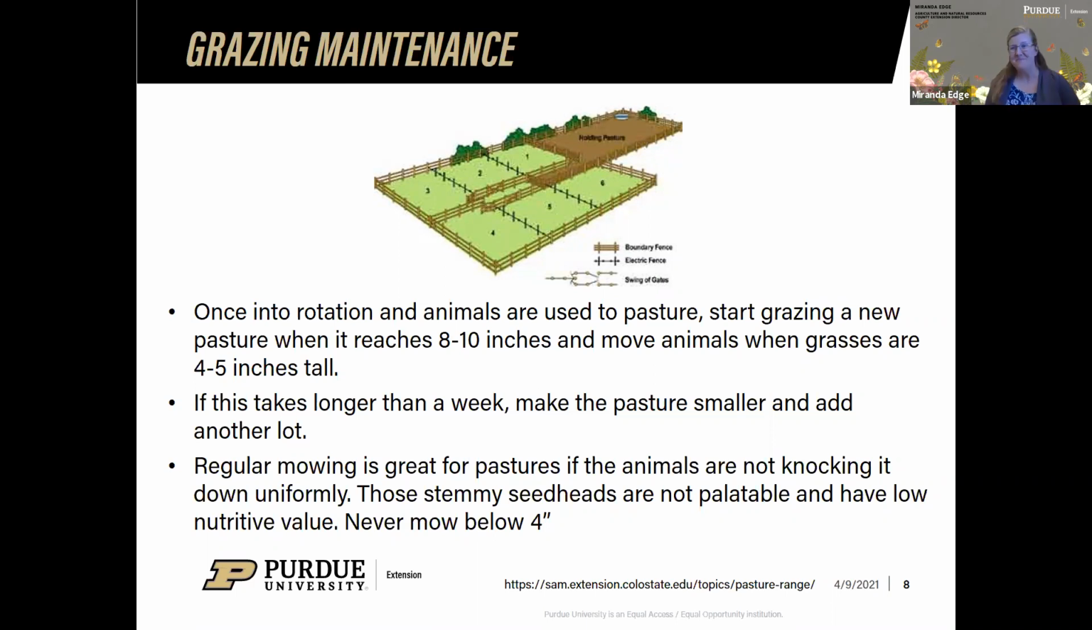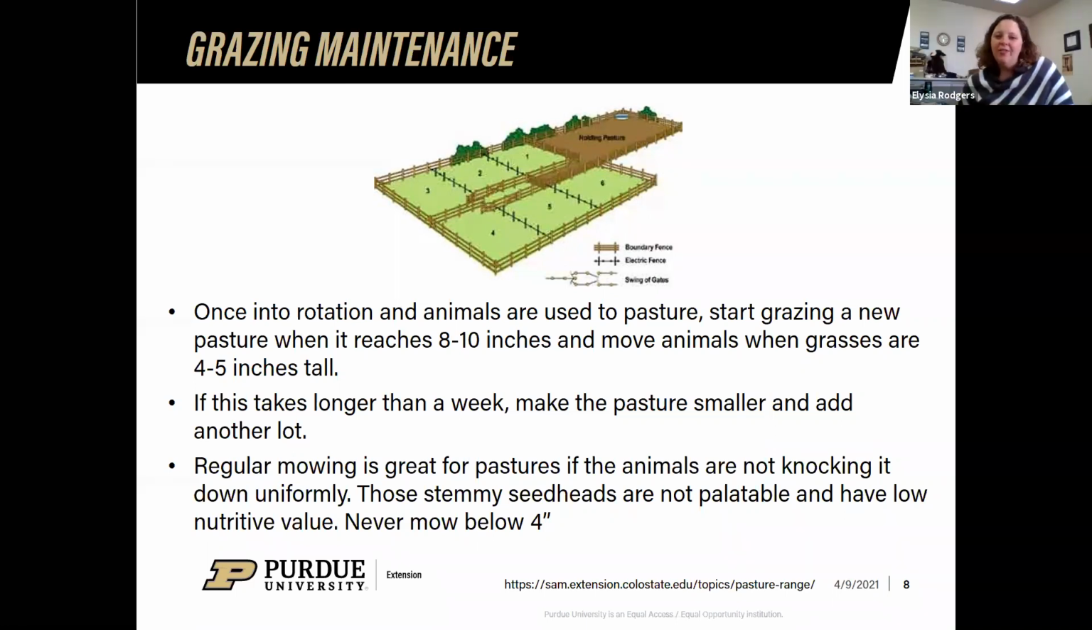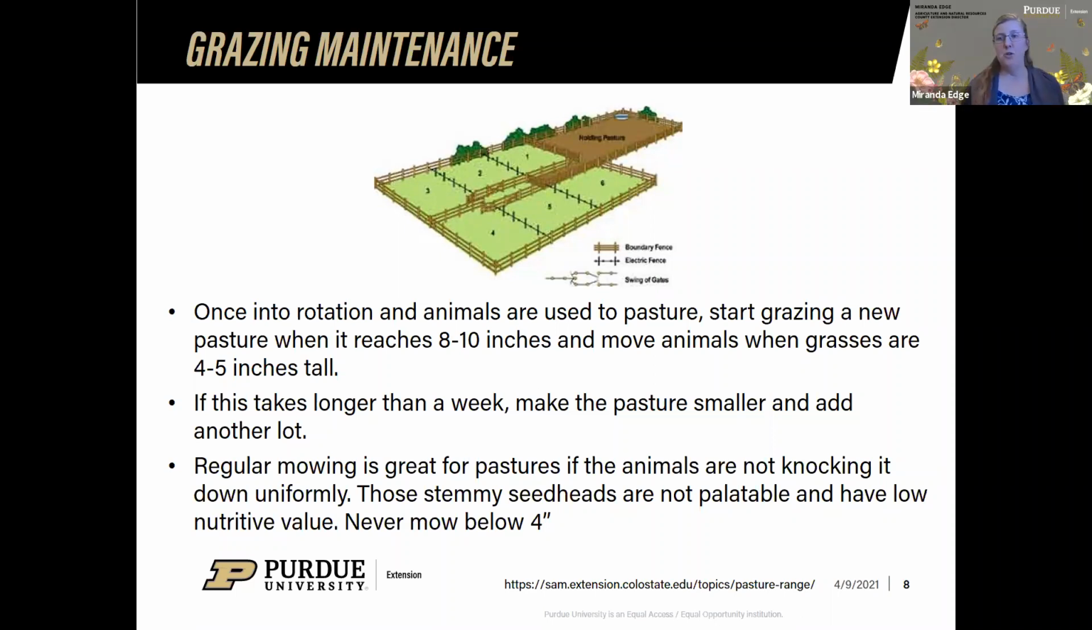Next, please. So, Miranda, along those lines, instead of just mowing, could we also have somebody come in, if we don't have our own equipment, and make hay, possibly, if the acreage is large enough? Well, yeah, absolutely. If you're able to do a dual purpose, of course, the best thing would be to be able to graze year round.